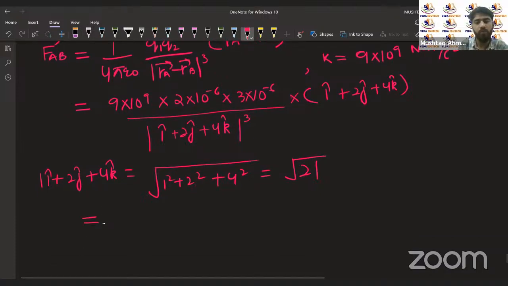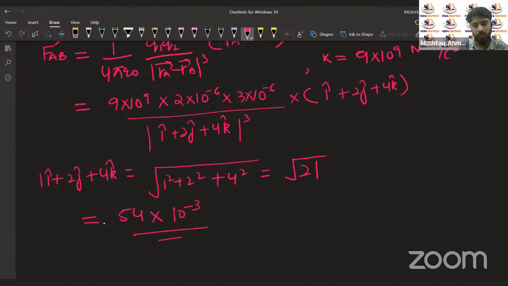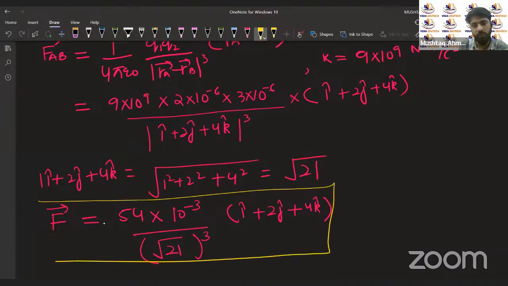So we'll get 9 times 6, that's 54, into 10 to the power minus 12 plus 9, which is 10 to the power minus 3, upon root 21 cube, and we'll be left with i cap plus 2j cap plus 4k cap. So this will be the final answer of the force between these two charges in the form of a vector. This is the vector form of the force between these two charges.